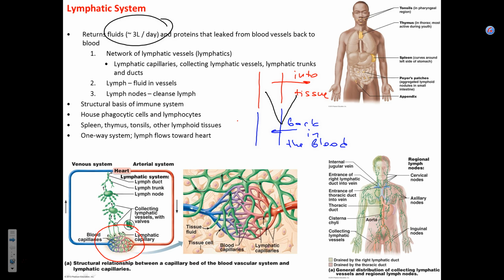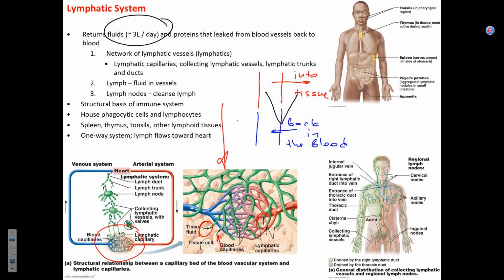That makes sense? Look at this. This picture is a little better. So you see these black arrows? These black arrows represent the fluid in the tissue that drains into the lymphatic vessels. So lymphatic system incorporates several organs and a whole bunch of vessels.